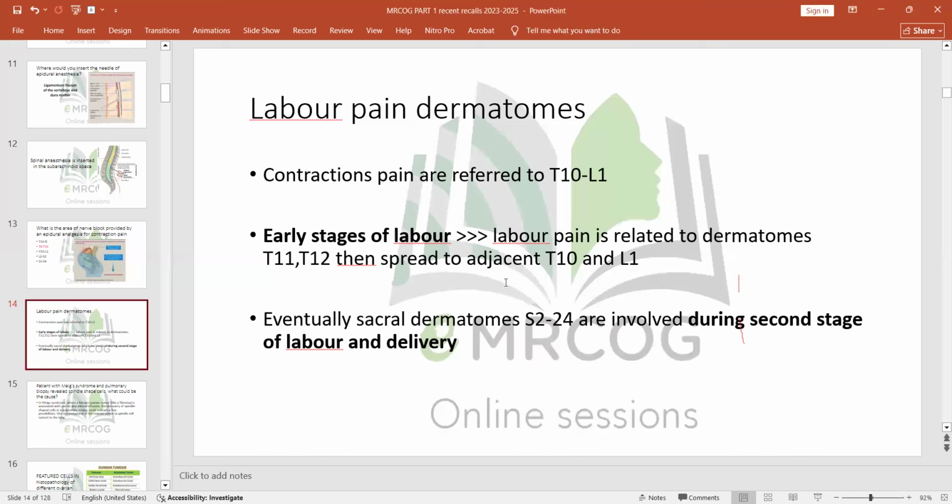In early stages of labor, the pain related to the dermatomes T11 and T12 is going to appear. So I'm starting getting the pain in T11 and T12. Then they are going to spread up and down. So let's say we are having T11, T12. This is how the first stage starts, and then it's going to spread up to T10.